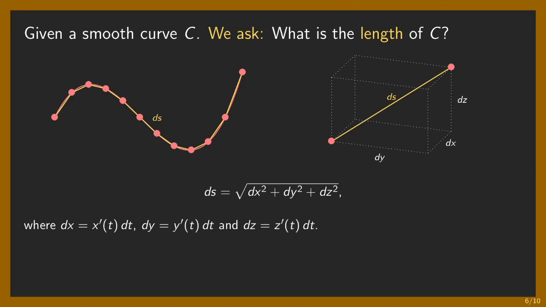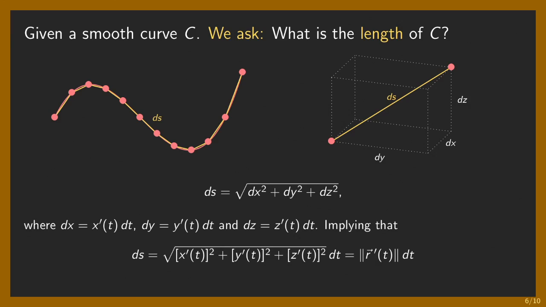In fact, let me just write here, dx/dt is a derivative, x prime of t, right? dy/dt is a derivative, y prime of t, and dz/dt is a derivative, z prime of t. Therefore, in differential form, we can say that dx is x prime of t dt, dy is y prime of t dt, and dz is z prime of t dt.